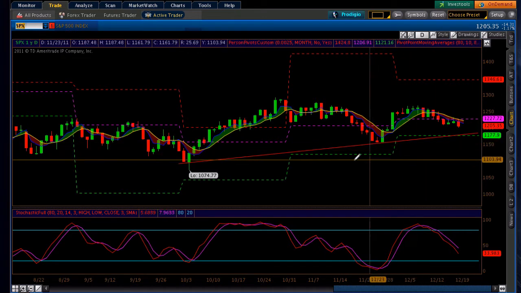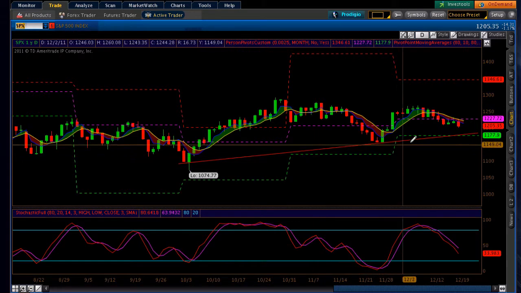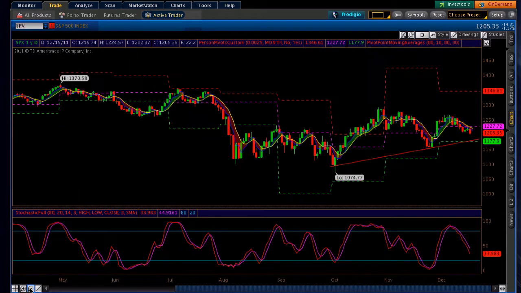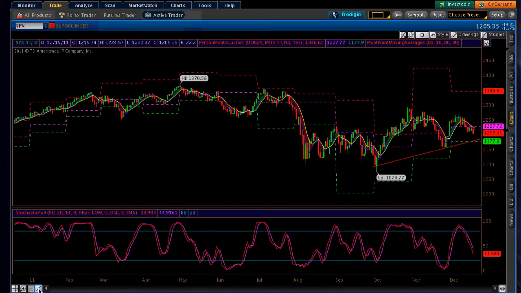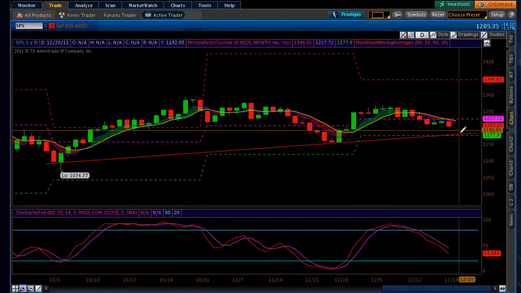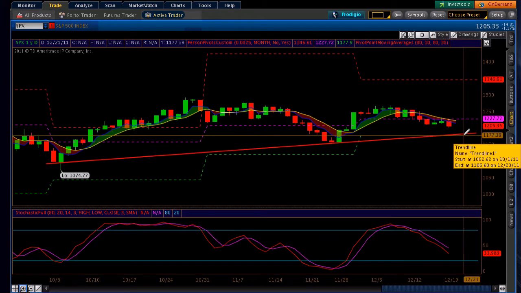Now what I've done is drawn a trend line from here to here, and I just kind of drew it up. If we look back here, I'm looking for a pullback to this trend line and to this monthly support pivot. Now we might get it and we might not.